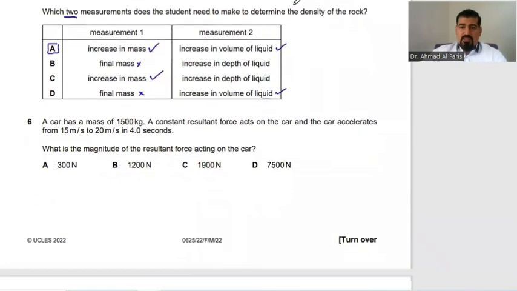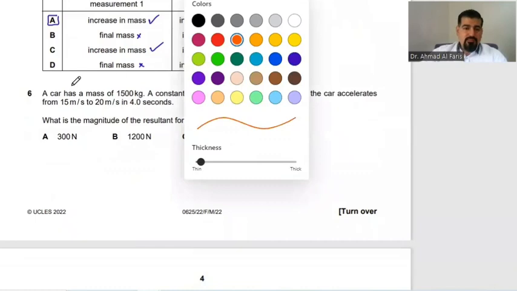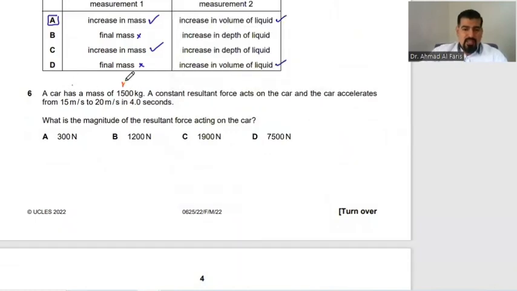In question number 6 here, what do we have? A car has a mass of 1,500 kilograms. A constant resultant force acts on the car, and the car accelerates from 15 meters per second, this is u, to 20 meters per second, this is v, and how long? In 4 seconds. What is the magnitude of the resultant force acting on the car?